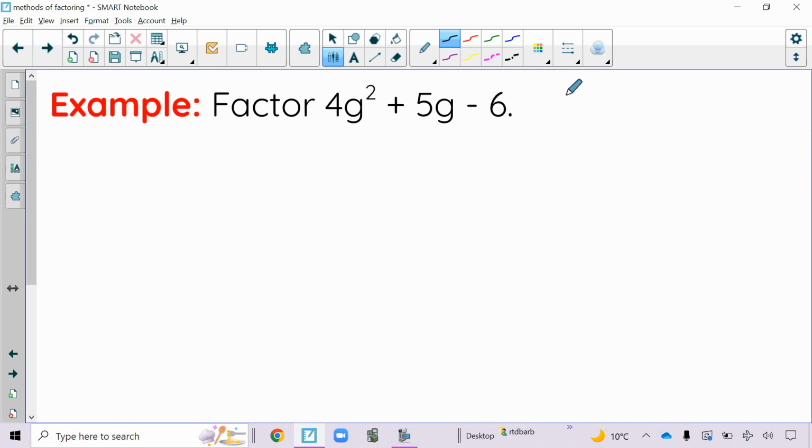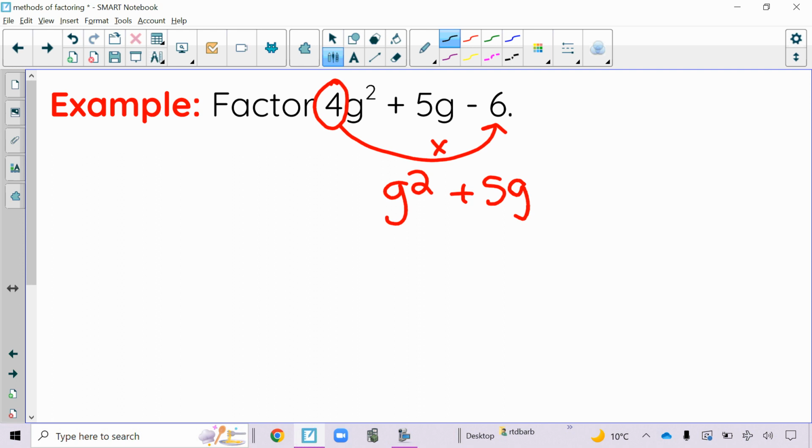So if I want to factor this number, I want to make it a little easier for myself. I don't want that 4 to be there. So I'm going to move it to the end by multiplying. So the new quadratic that I'm going to factor is g squared plus 5g minus 24. And that's much more manageable to deal with.